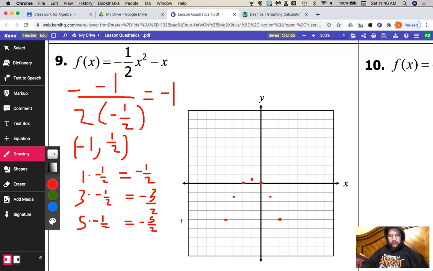So we could probably even do 7. That's 20 dots for me, but let's just see if we can get 7 on that. That's -7/2. 3.5. 3.5 right there.